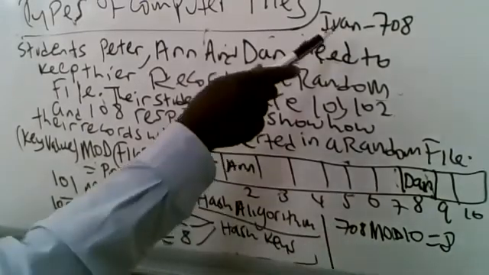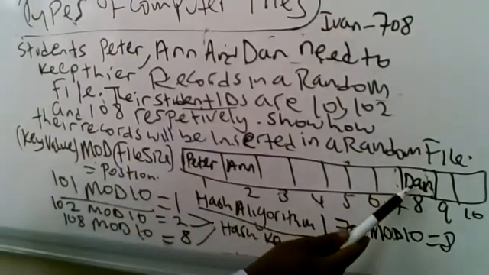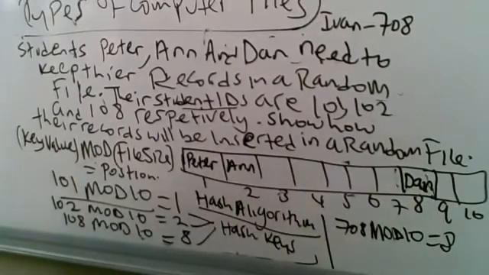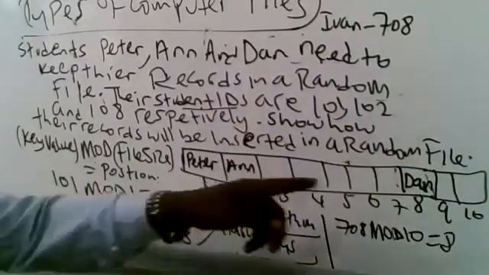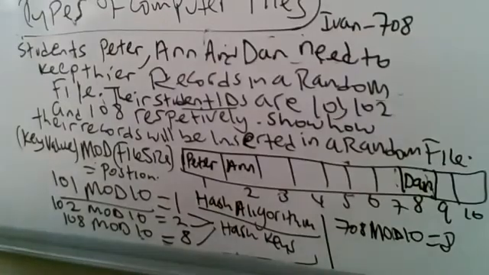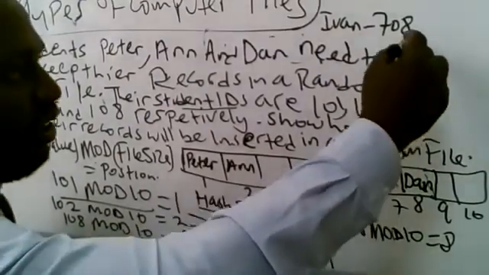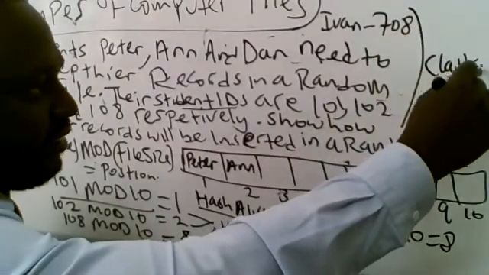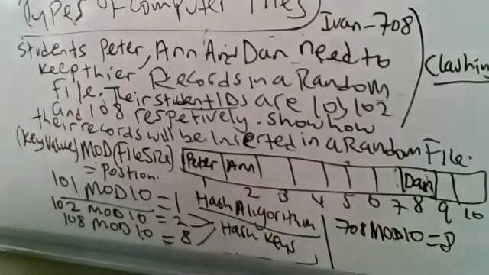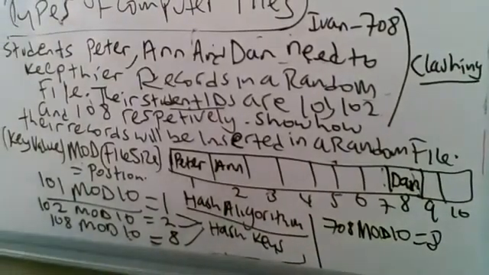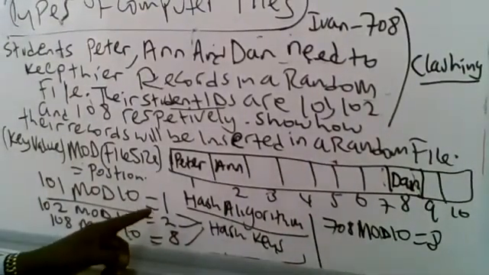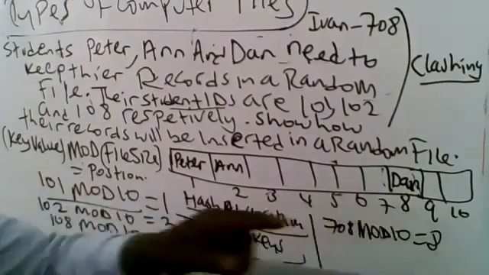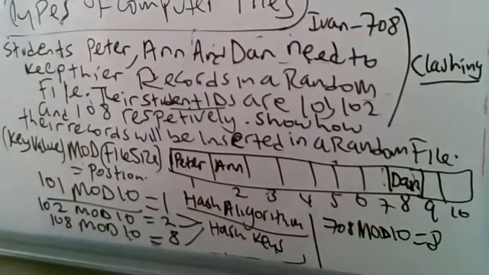We have to put Ivan's record there, but 8 is already occupied with Danny's record. So what would the computer do? That situation is called clashing. Such a situation is called what? It's called clashing or collisions in a random file. Because you have calculated the position where you want to put a record, but that position is already what? Occupied. And you can't put two values there.